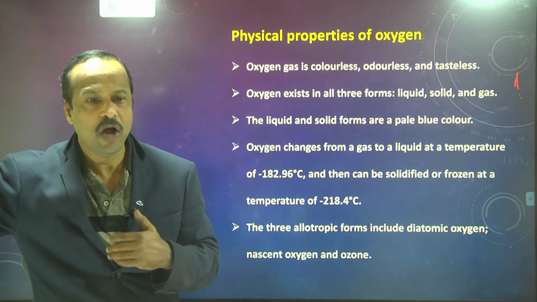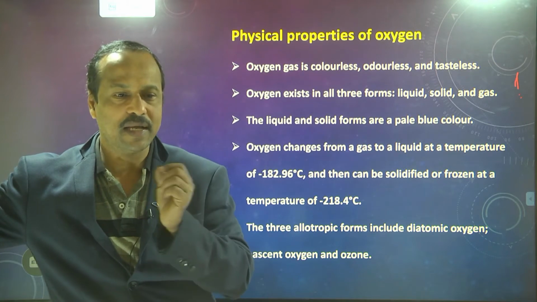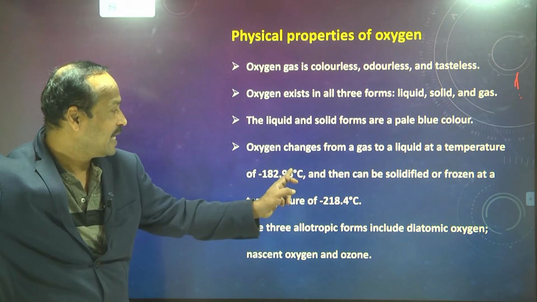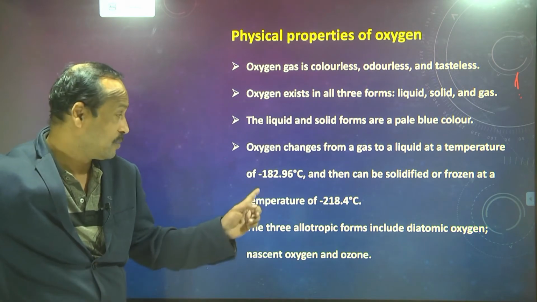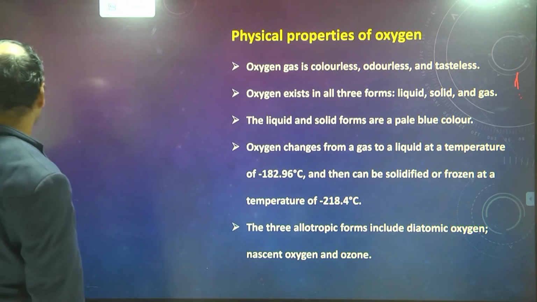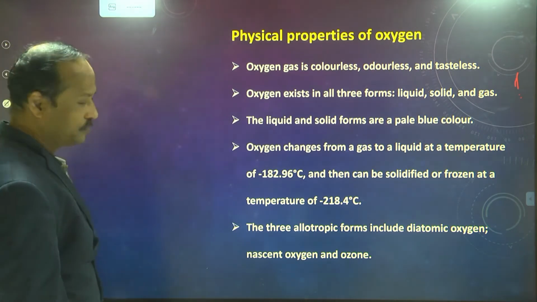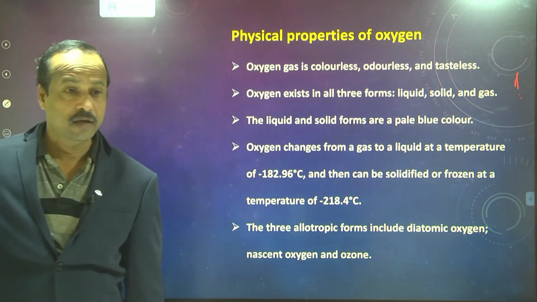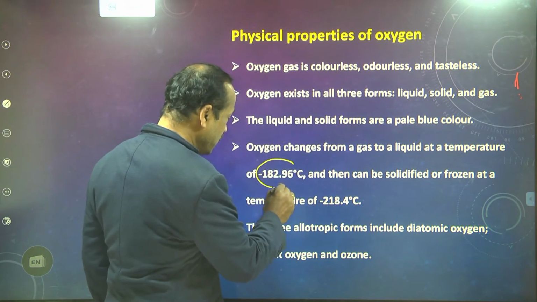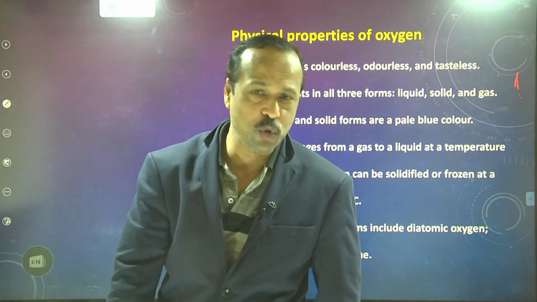Next, oxygen changes from a gas to a liquid at a temperature of minus 182.96 degrees Celsius. So see, the temperature is minus 182.96. You see here, this is minus 182.96, which means it is very cool.